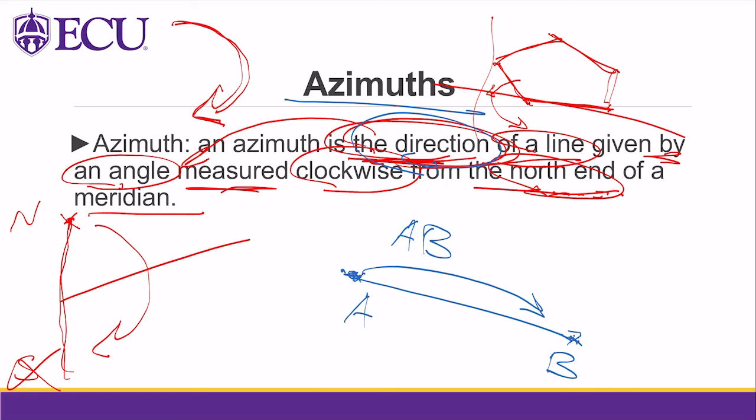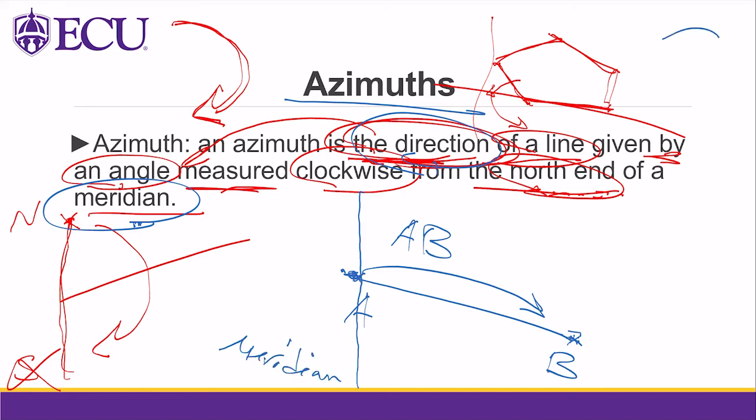So, in order to use azimuth, I need a meridian because it is measured from the north end of a meridian. I need to put or draw a meridian that goes through this starting point, in this case A. This is a meridian.